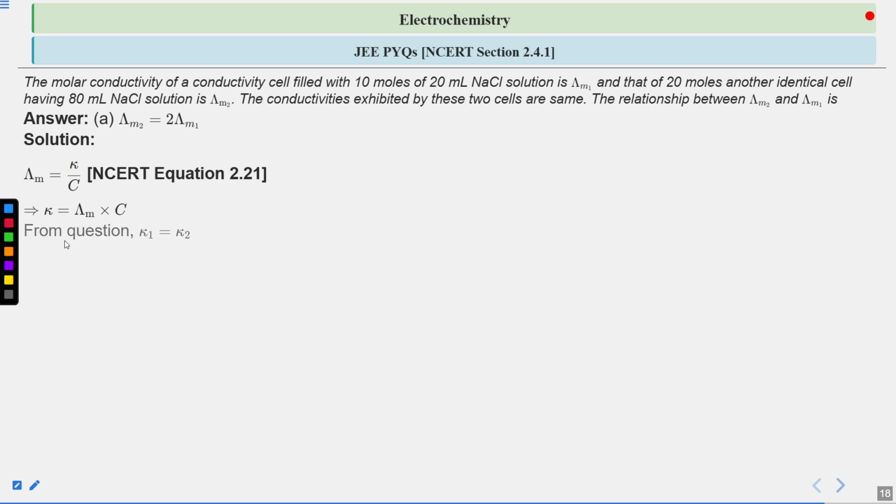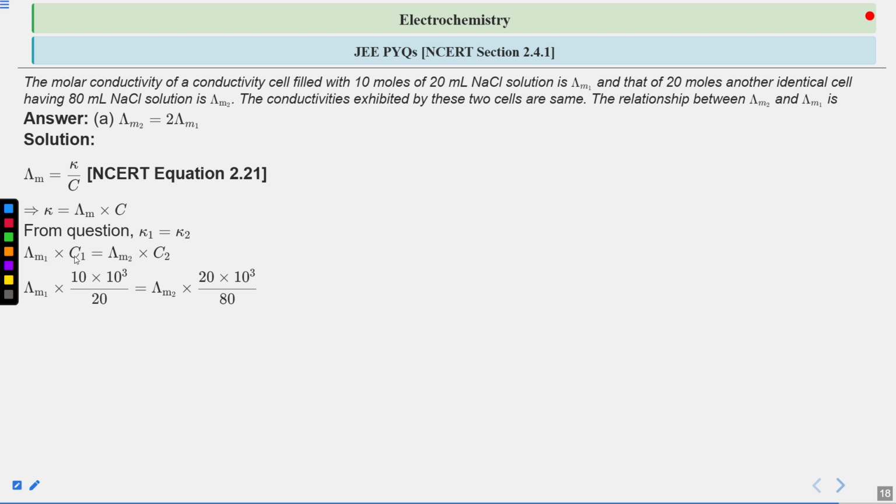From the question we know that the conductivities of the two cells are equal, right? The conductivity exhibited by these two cells is the same. That means kappa 1 equals kappa 2, so we can relate these: lambda m1 multiplied by the concentration of the first cell equals lambda m2 multiplied by the concentration of the second cell. Lambda m1 represents the molar conductivity of the first cell and lambda m2 represents the molar conductivity of the second cell.